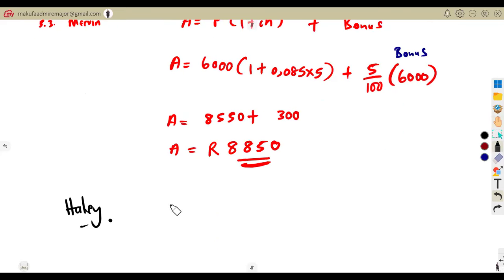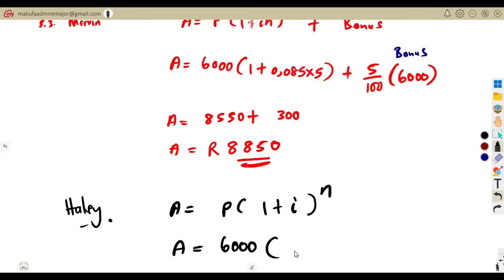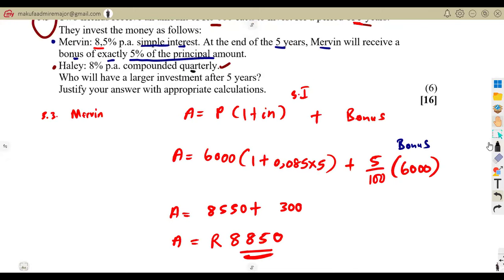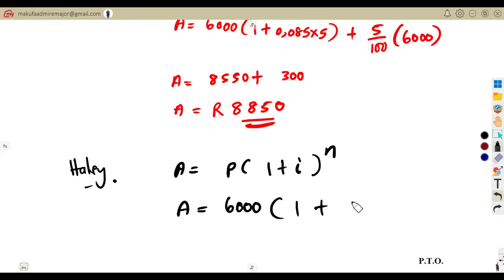given. Compounded quarterly, that's a compound interest that we are given there, where we do understand that the amount is equal to P into 1 plus i to the exponent of n. They both invested 6,000. So the 6,000 into 1 plus what is the interest rate? The interest for Hell is what? 8% compounded quarterly. So divide by 100, that's 0.08 over 4, compounded quarterly. The number of years, 5 times, is given there.